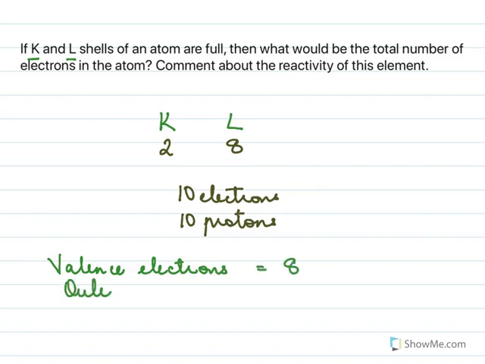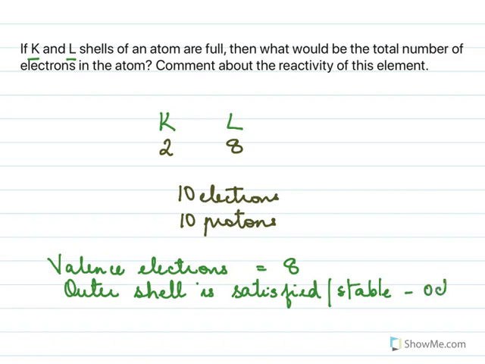So, the outer shell is satisfied or is stable, because it has got the octet state. This is called the octet state, when there are 8 electrons in the outermost shell. So, this atom will be unreactive. Why unreactive? It does not have to gain, lose or share electrons, since the outermost shell has got 8 electrons.